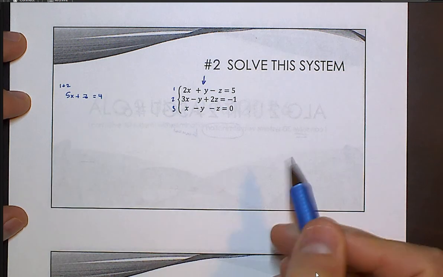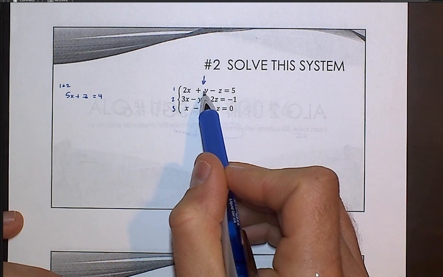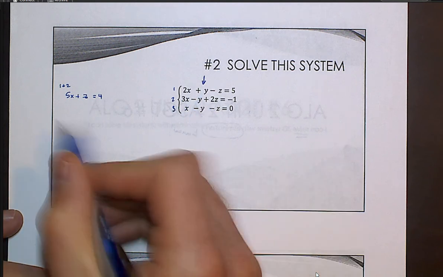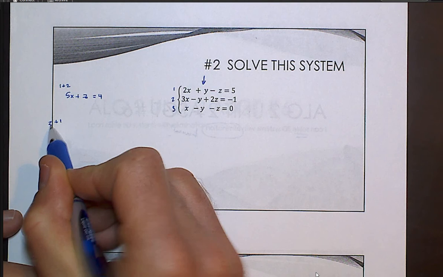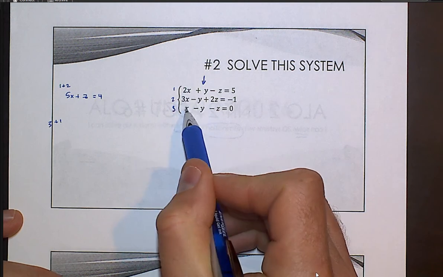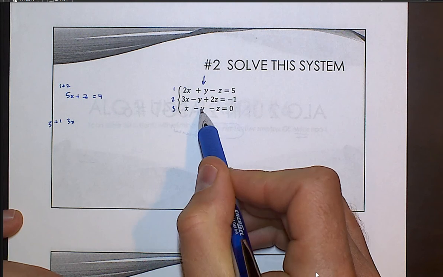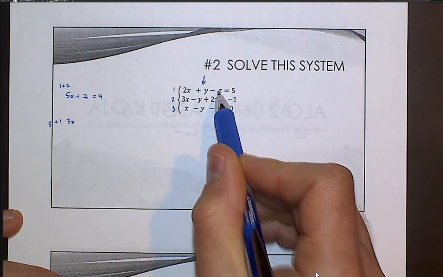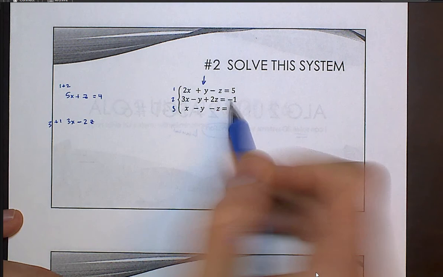And then I focused on 1 and 2, so now I'm going to go, okay, a positive x and a negative y. I'm going to focus on 1 and 3. And I'm going to add those together. So my x here, 2x and x is 3x. My y's, obviously, if I add those together, I get 0. Negative z and negative z would be a negative 2z. And I get 5 and 0, which makes 5.